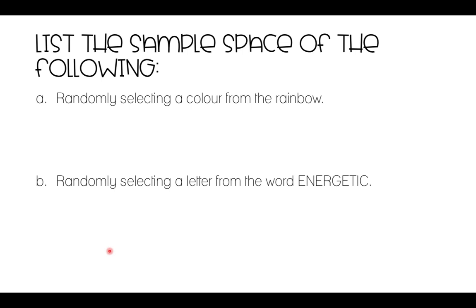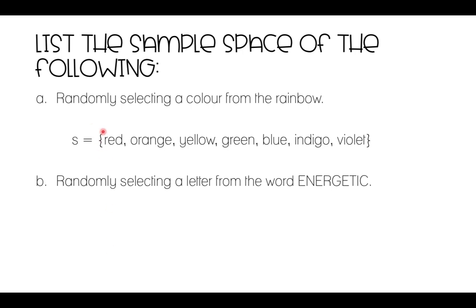So, list the sample space of the following. Randomly selecting a colour from the rainbow. So we do our S equals and our curly brackets: red, orange, yellow, green, blue, indigo, and violet. So we can see how I've set it up with our brackets. These are important.